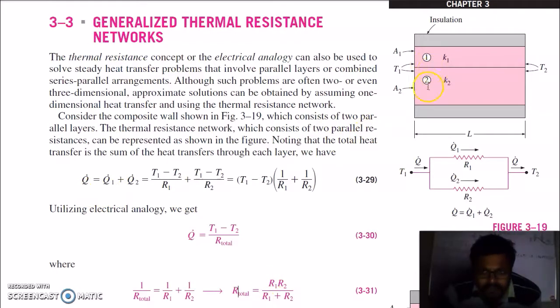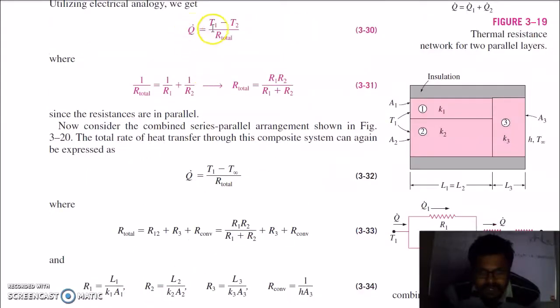So heat transfer from these two layers is divided into two parts. That is heat transfer through the first layer, that is Q1, and heat transfer through the second layer, that is Q2. So you can write in this way that (T1 minus T2) by R1 plus (T1 minus T2) by R2 is equal to the total heat transfer. Now here this value is R total. So in this case this is your heat transfer.